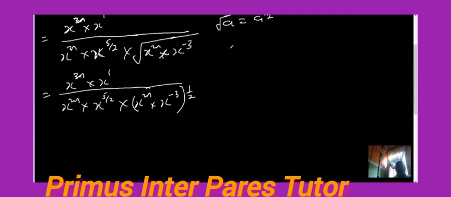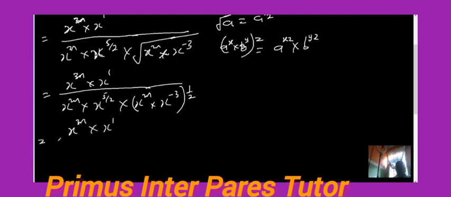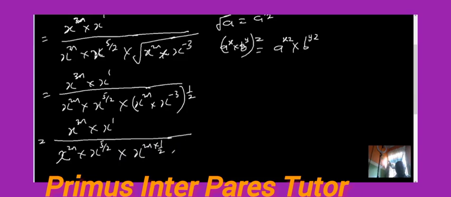Then in law of indices, if you have something like a raised to power x times b raised to power y in brackets, raised to power another number z, everything inside the bracket will share this, so that you will have a raised to power xz times b raised to power yz. So that's what you are going to apply. Then you will have x raised to power 3n times x raised to power 1, divided by x raised to power 2n times x raised to power 5 over 2 times x raised to power 2n times half, then times x raised to power minus 3 times half.